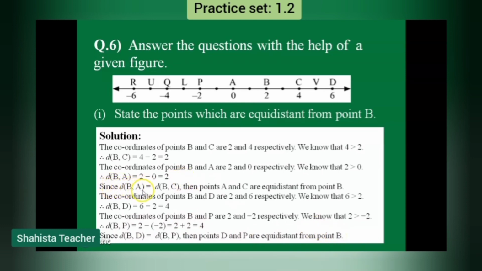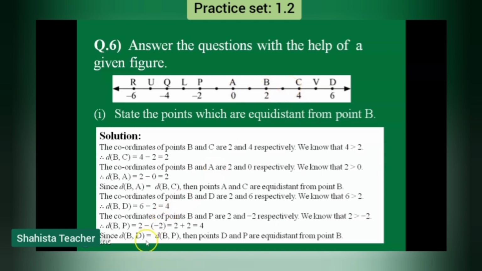Distance of B and A is equal to distance of B and C. Distance of B and A is how much? 2. Distance of B and C how much? 2. So both are equal, distance of BA is equal to distance of BC. Then points A and C are equidistant from point B. A and C are equidistant from point B.